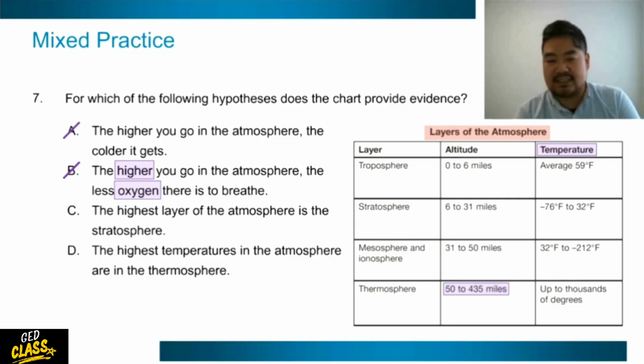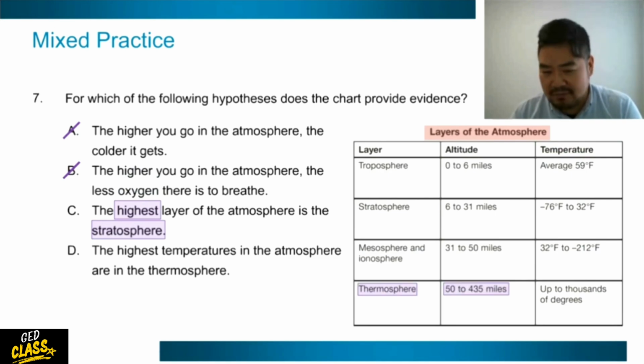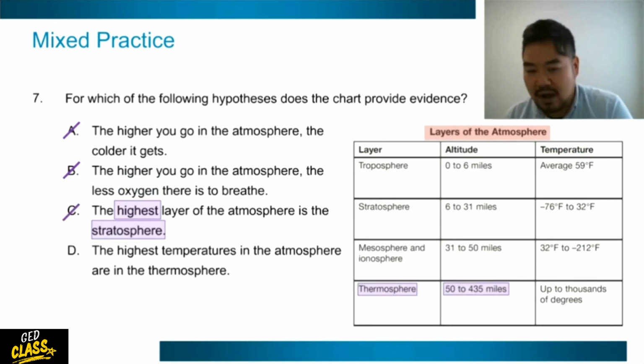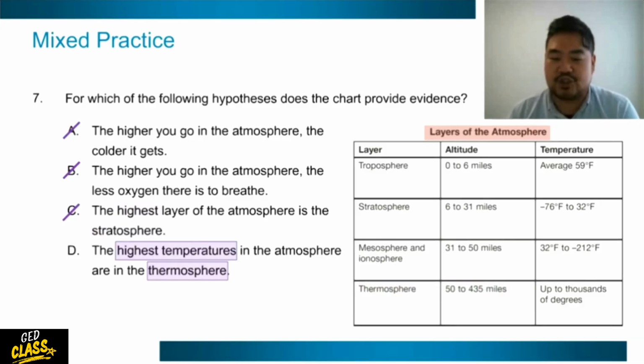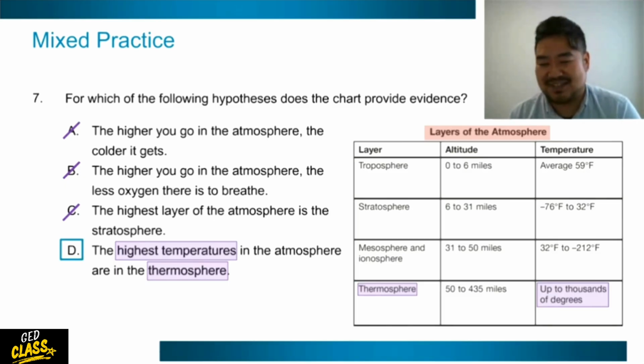Choice C says the highest level of the atmosphere is the stratosphere. Is that true? No, the highest layer of the atmosphere is not going to be the stratosphere. We see it's the thermosphere. So we can get rid of choice C as well, and therefore our correct answer is going to be answer choice D. The highest temperatures are in the thermosphere, which we saw earlier. The thermosphere goes up to thousands of degrees, so clearly we do not want to be in the thermosphere unless we want to get burned. Choice D is going to be our answer for this. Highest temperatures in the atmosphere are in the thermosphere.